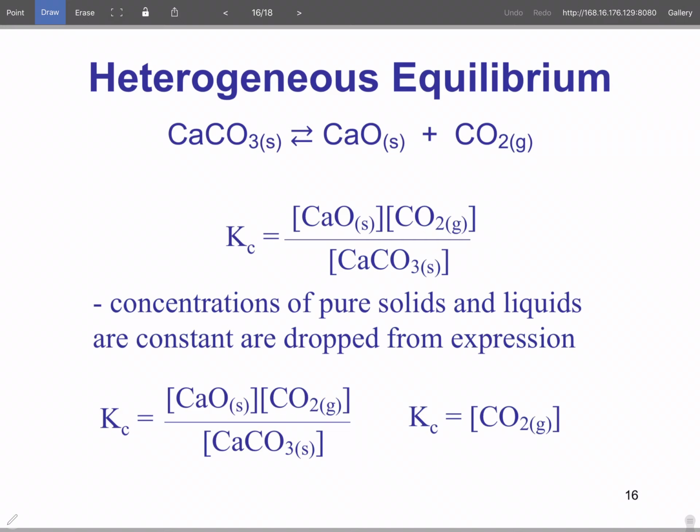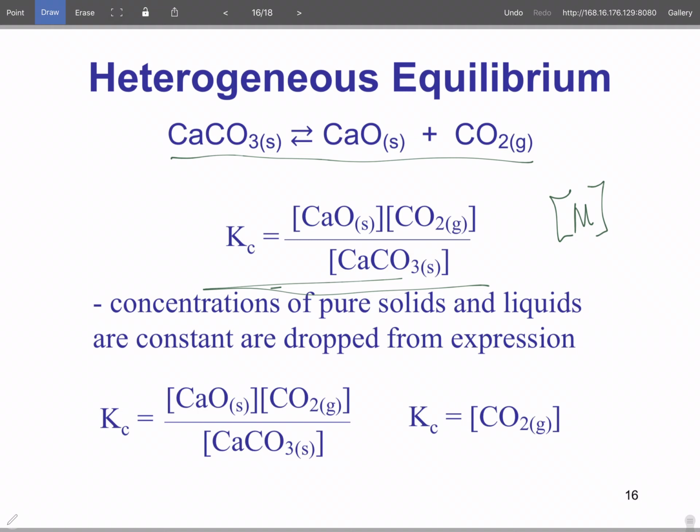Okay, that brings us to heterogeneous equilibrium. So if we have this equation here, heterogeneous equilibrium means that you have more than 1 state. So we have 2 solids and a gas. So when we set up our equilibrium, we get this expression here. Now, if I told you that we're working in molarity, so that's moles per liter.